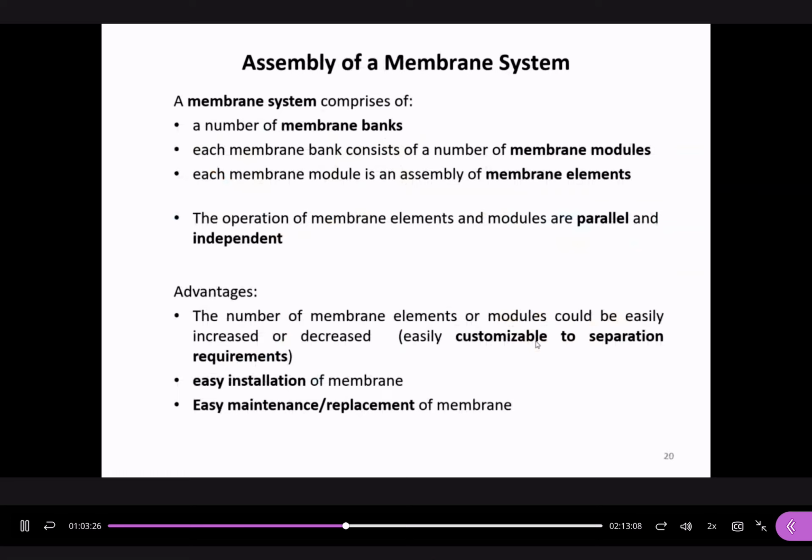So membrane separation is expandable. You can add module by module. Therefore, you can increase the treatment capacity easily. When we talk about a membrane system, it comprises a number of membrane banks. Each membrane bank consists of a number of membrane modules, and each membrane module is an assembly of membrane elements. The operation of membrane elements and modules is parallel and independent, so they are reliable. The number of membrane elements and modules can be easily increased or decreased, so we can increase the capacity in a faster manner with easy installation of membrane.